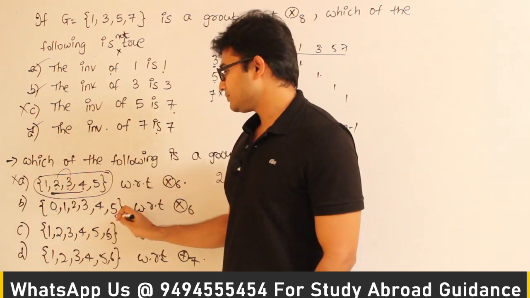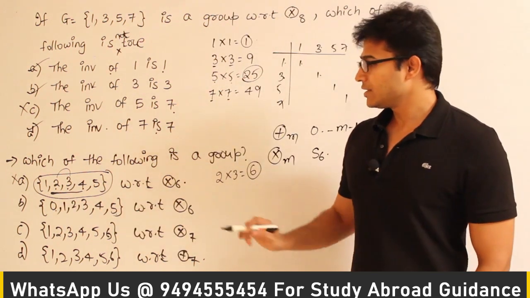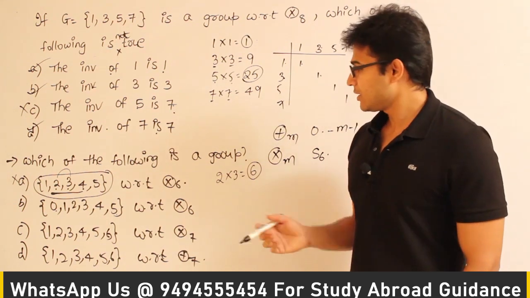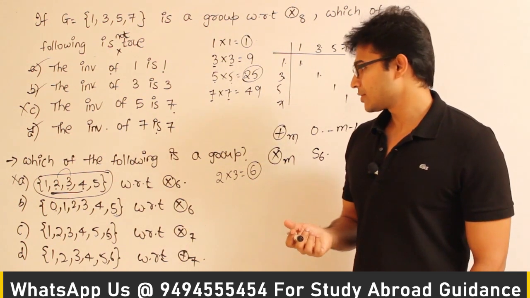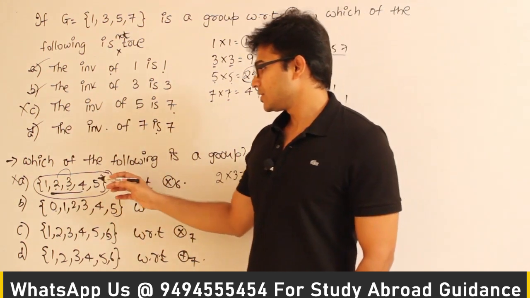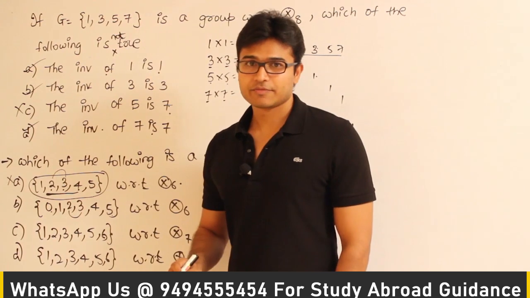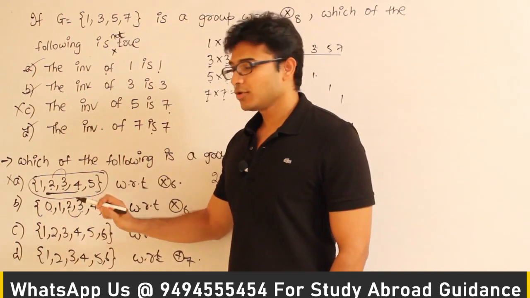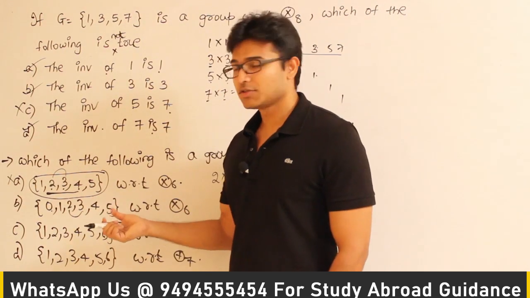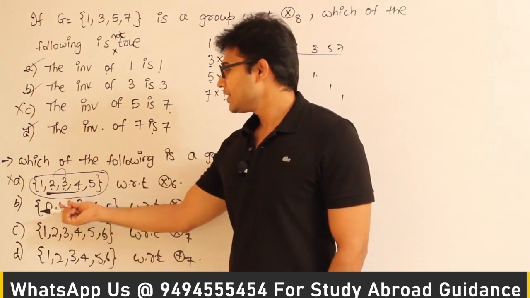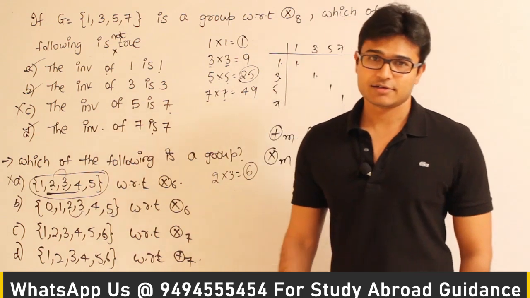0 to n minus 1 are there, but it is multiplication mod 6, not addition mod 6, right? So again you can find out some reason. Okay, so here if you see the earlier one, it failed because you have taken 2 into 3, and then you have shown that 2 into 3 is 6, and 6 mod 6 is 0. 0 was not there, so they have added 0 here. Now will the addition of 0 make it a group?